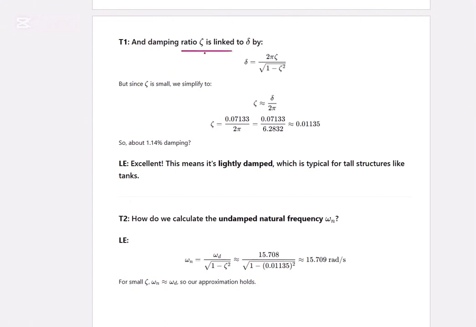And the damping ratio is linked to the logarithmic decrement by this formula. So we know how much the damping is going to be. That ratio is 1.14%. Ideally it's going to be underdamped. It's lightly damped, compared to one, which means critically damped.